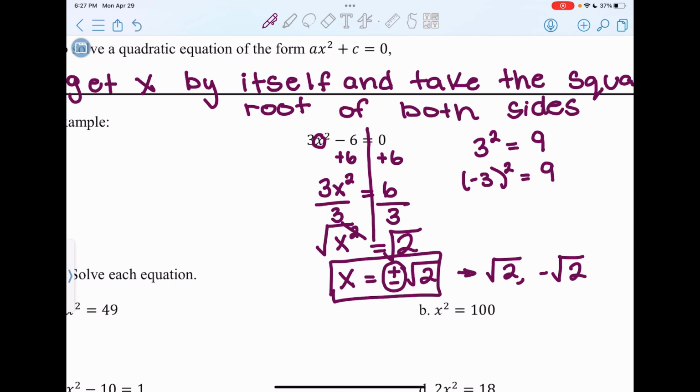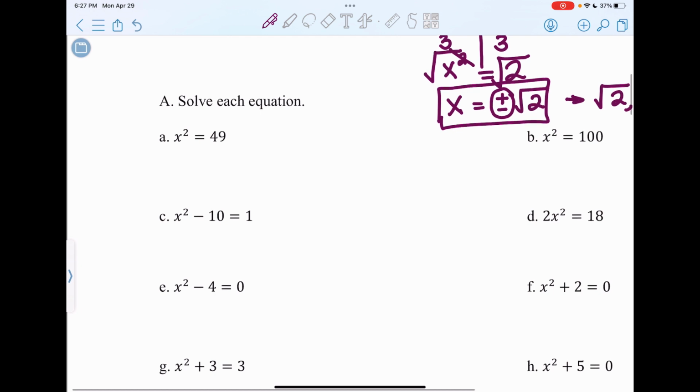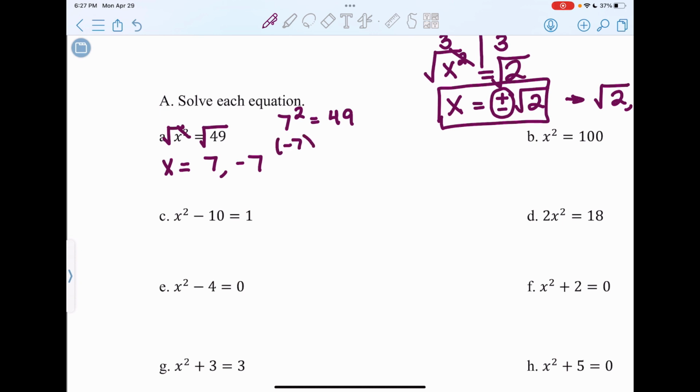Let's try this a couple more times. So in A, I have x squared equals 49. x is already by itself, so I am ready to square root to get rid of that square. And 49 is actually a perfect square. The square root of 49 is 7. But remember, I could have positive 7 or negative 7, because 7 squared is 49 and negative 7 squared is 49. So both of those values are my x-intercepts.